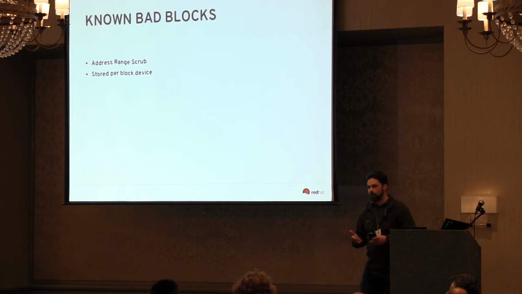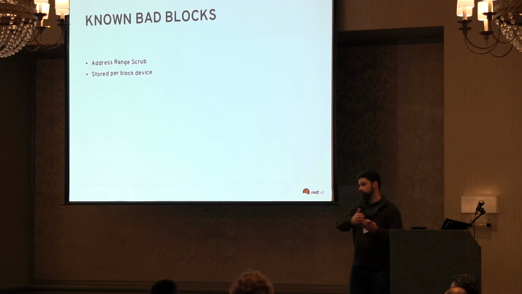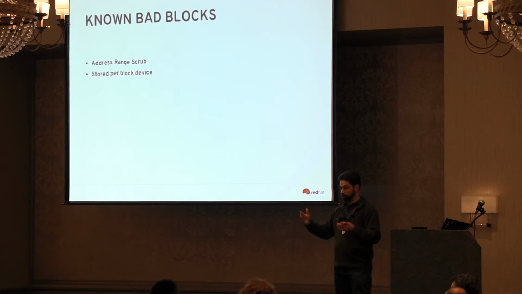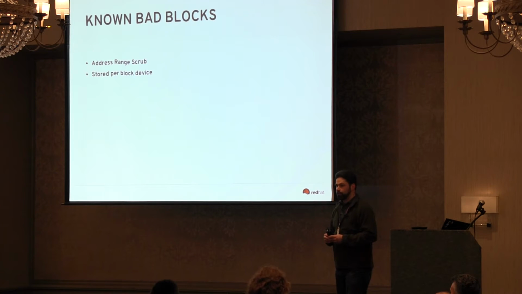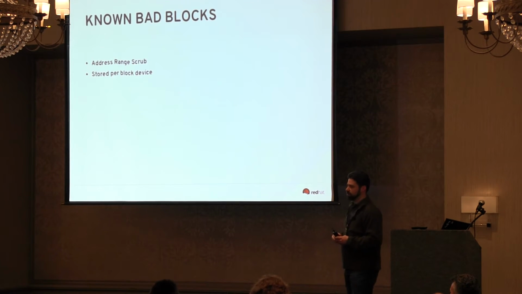Essentially, the platform firmware, like UEFI, is expected to initiate an address range scrub when the system starts up. And then after the kernel's loaded, the driver subsystem will query the status of the address range scrub, and it'll gather a list of all of the bad blocks that were found. The address range scrub just walks over all of persistent memory looking for errors. So you store all of these addresses into a bad blocks list. And the bad blocks list is stored per block device.